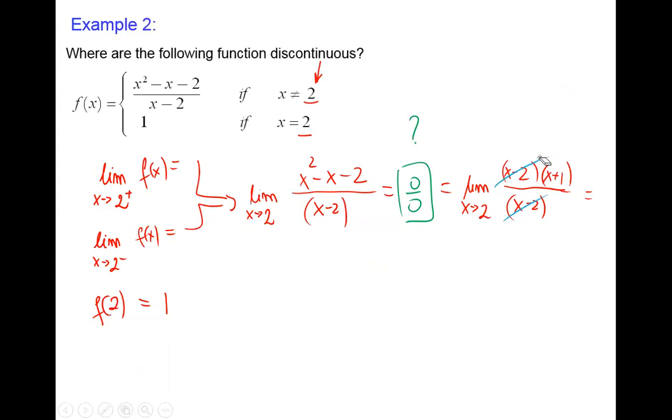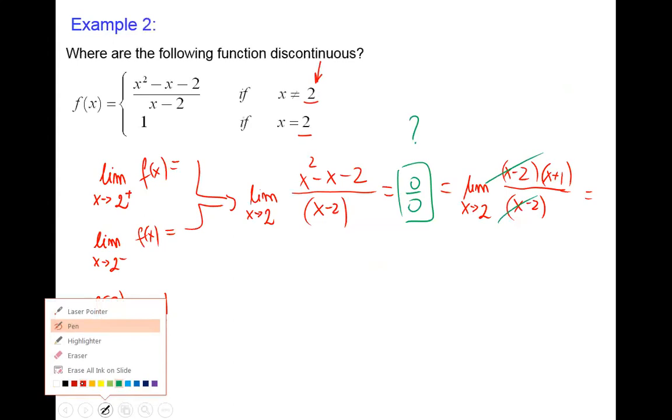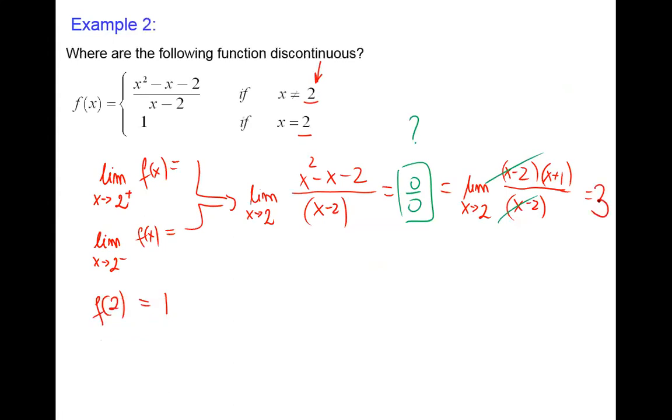I should maybe use the green color because it corresponds to those zeros. You can see that was the problem, 0/0. I did cancel out that 0. And now I can substitute 2 instead of x: 2 plus 1, it is 3. That means the limit exists on both sides, it's 3, and the value is different.